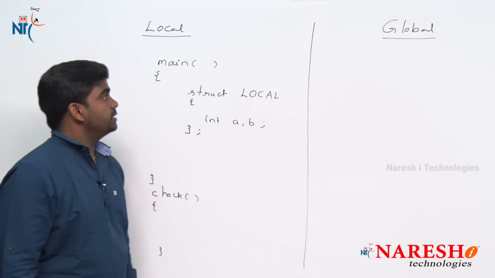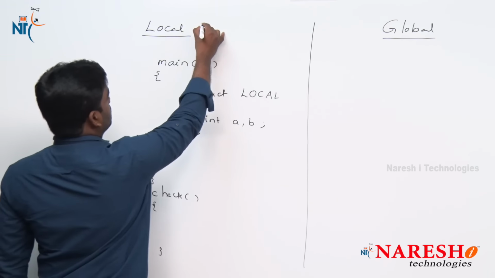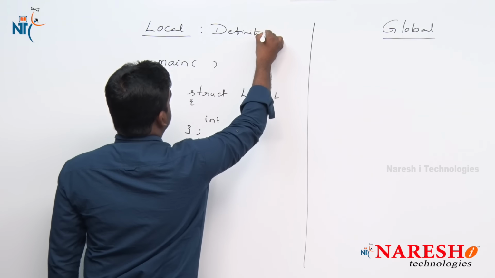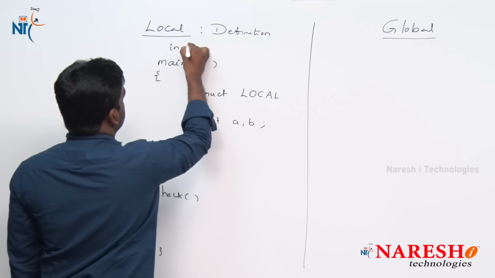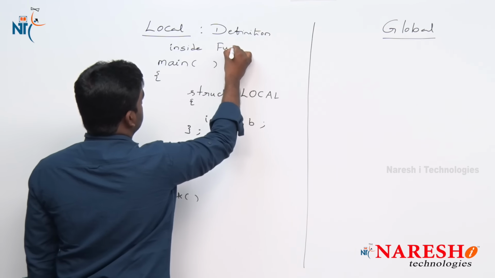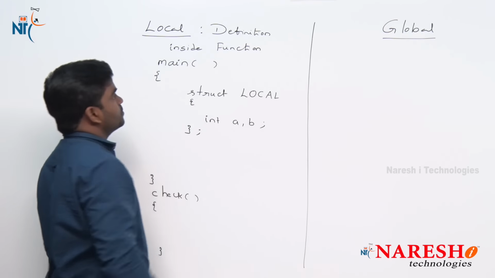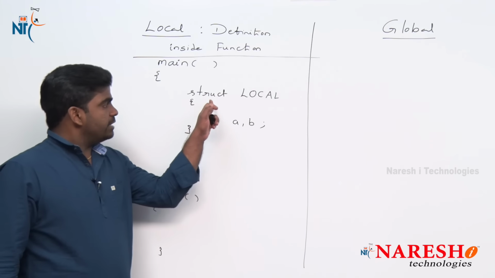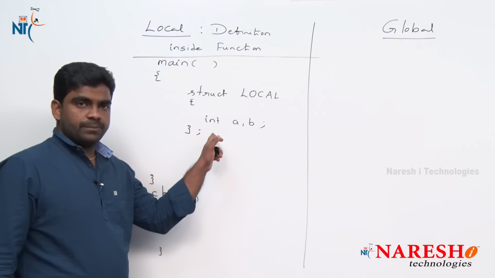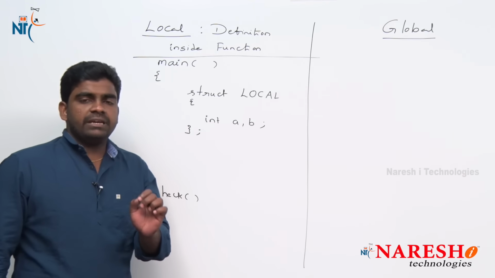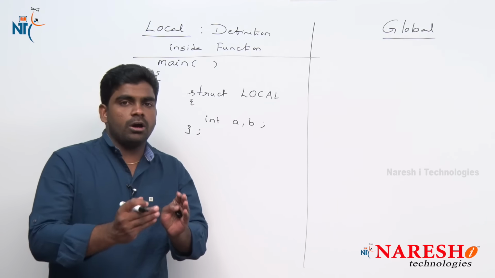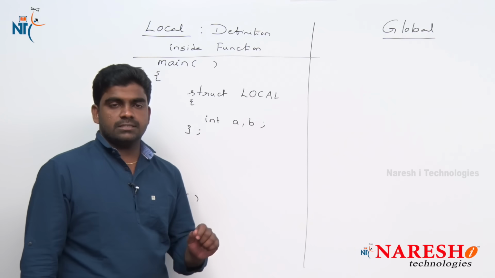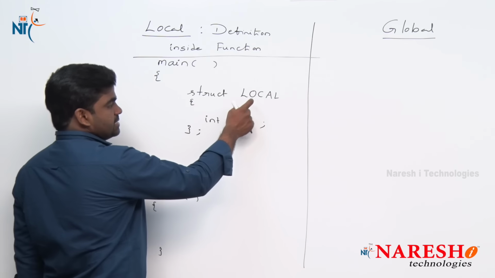Sir, how can you say that? Because the definition is inside the method, nothing but a function. Local means definition inside the function. See, we are defining this structure inside the function only. And a local variable we can access only within the block or method in which it is defined. Where you define, there only you can access. Same story, you can access this structure.